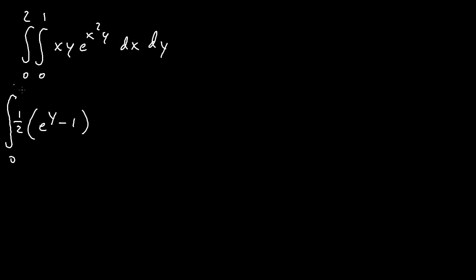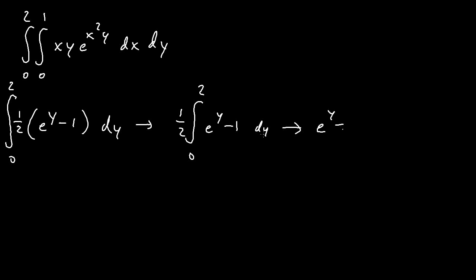Integral from 0 to 2 of the inside times dy. Since 1/2 is a constant, I can go ahead and take that outside the integral. So we get 1/2 times the integral from 0 to 2 of e to the y minus 1 dy. And so the integral of e to the y is just e to the y. So we get e to the y and then minus the integral of 1, which is just y, if we're integrating with respect to y. And don't forget, we do have that 1/2 on the outside as a constant, so go ahead and multiply by that. And then we're going to evaluate from the y bounds of 0 to 2.